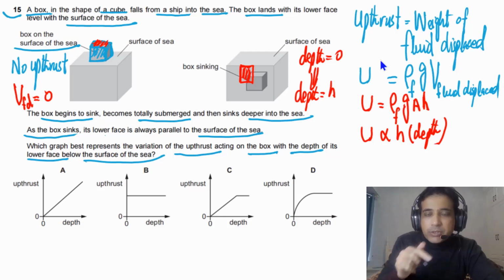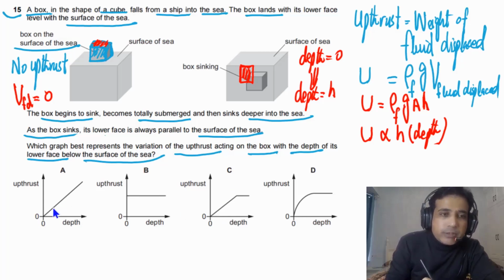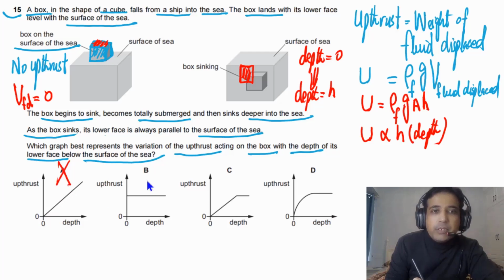So now you can simply find the answer. In this case, it is telling you upthrust goes on increasing. That is not possible. Upthrust always staying constant is also wrong. Upthrust increases up to depth equal to h, and after that it is constant. This one is right. This is the point when it is fully submerged.